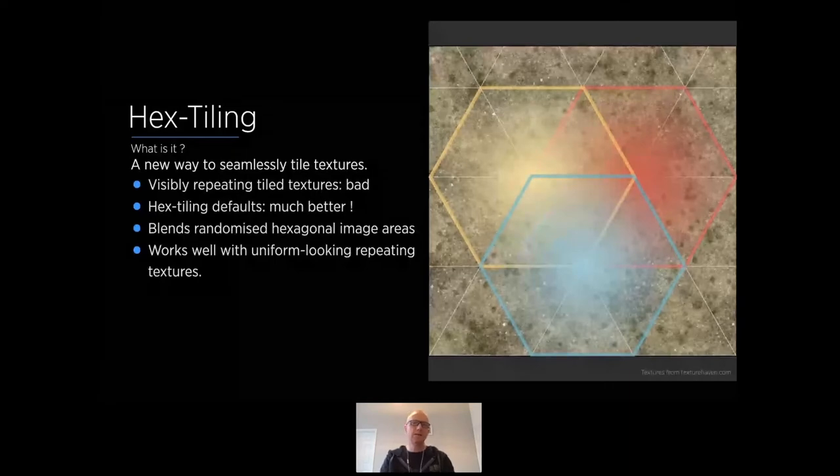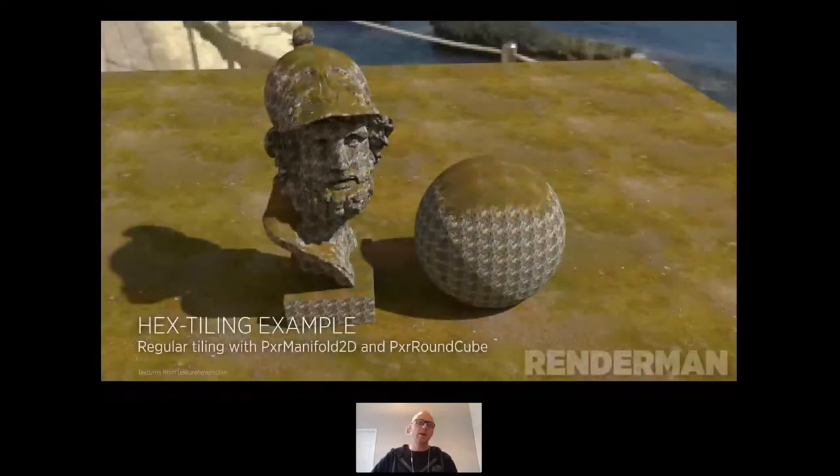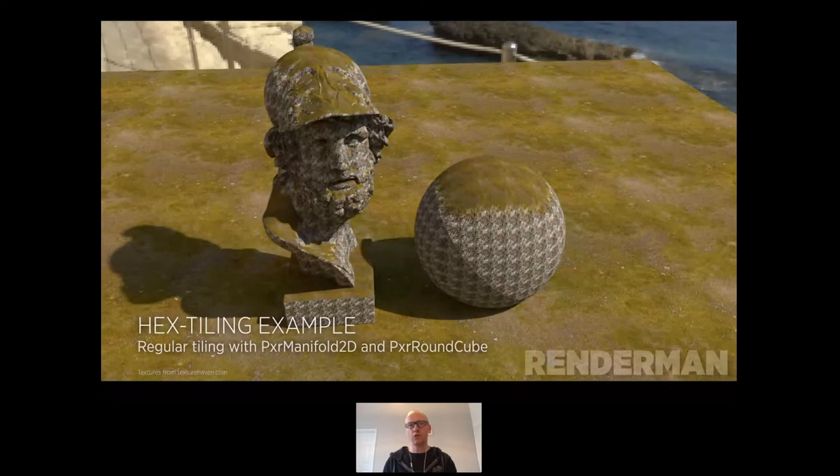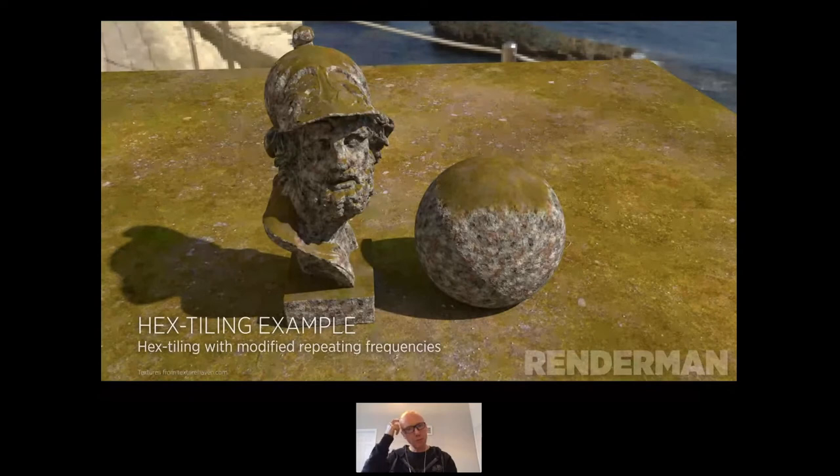One of the key aspects of that technique is the blending between the tiles. It is designed to preserve the contrast in the blending areas. Let's take a look at a simple example. Here we have a PxrTexture plus PxrManifold2D on the floor and a PxrMultiTexture plus PxrRoundCube on the sphere and statue. Repetition is obvious. Here we replace PxrManifold2D with PxrHexTileManifold and just enabled hextiling in PxrRoundCube. That's a pretty significant improvement with close to zero effort.